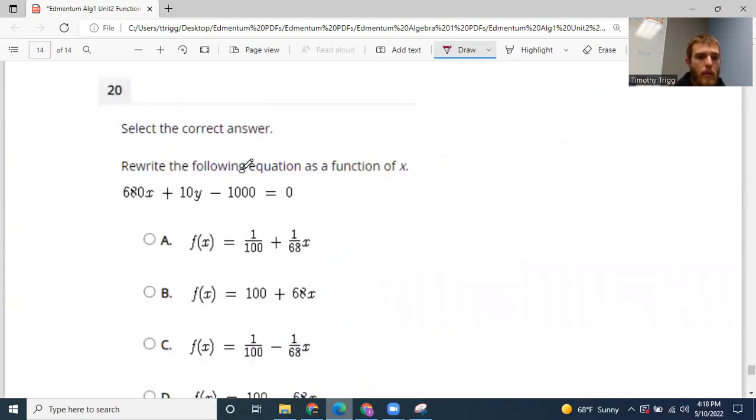Okay, last one. Rewrite the following equation as a function of x. Again, I want to solve for y. So my first step, we'll subtract 10y from both sides of the equation. I'm going to write the y on the left side. Generally, I like to have my output on the left side. So negative 10y equals 680x minus 1,000.